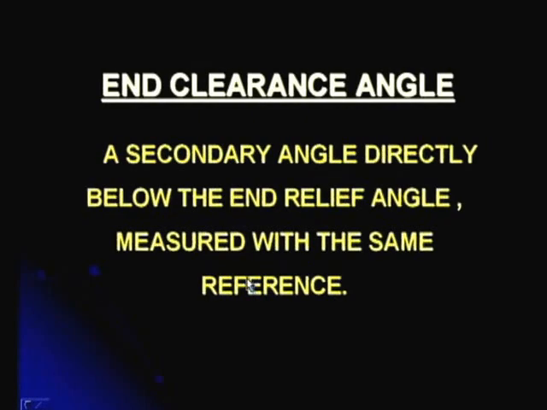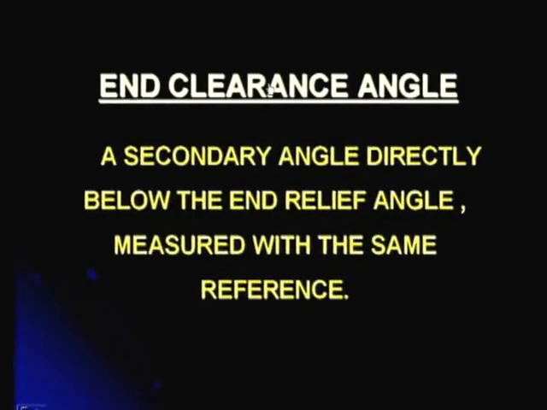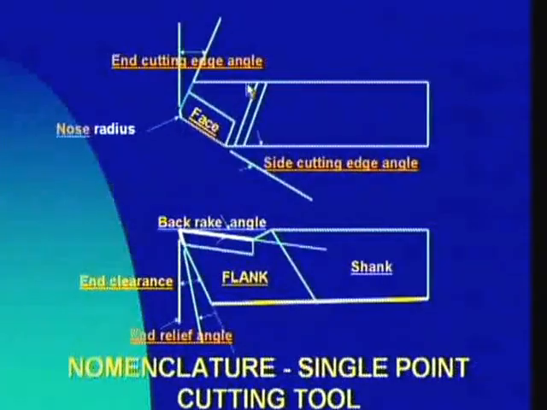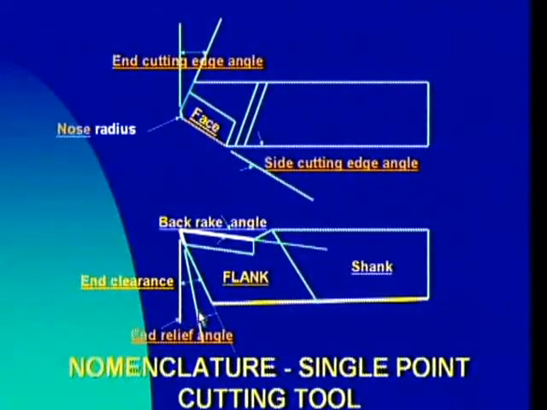So this side clearance is only given on the side flank, that's why it is side clearance. The secondary angle it is only. And another clearance is end clearance, on the end flank. If the end flank is given relief, that is called end relief. Again this end relief is further given a clearance, and that is called the end clearance angle. So these two are called end clearance and side clearance. So you see in the picture once again, the end clearance is given here. Already relief is given here.